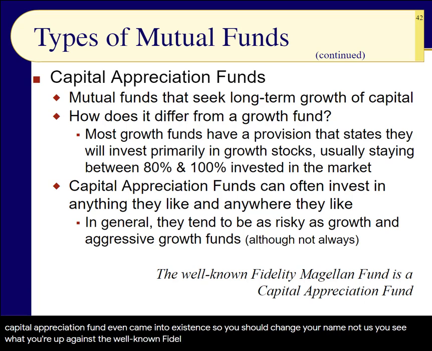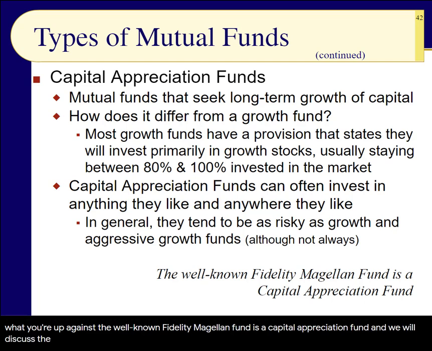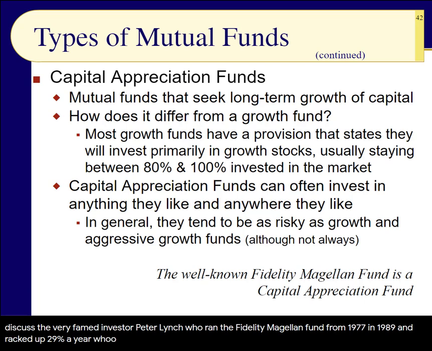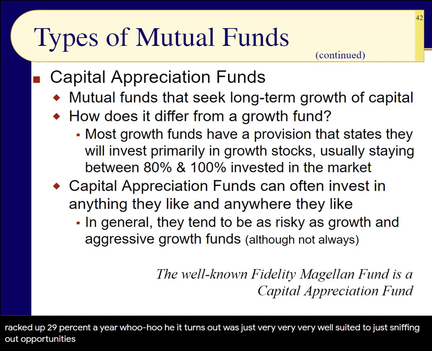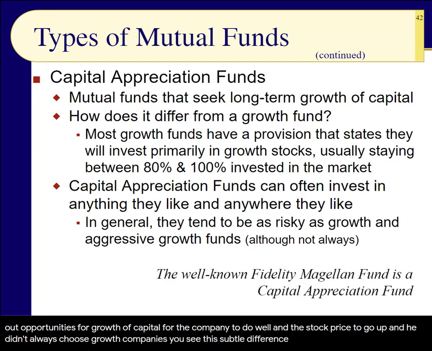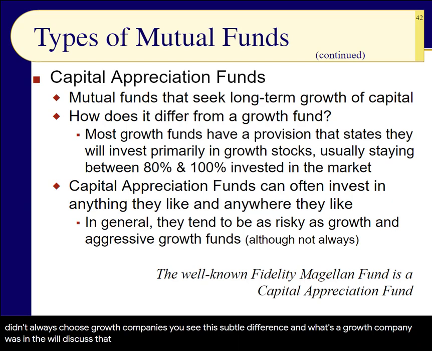The well-known Fidelity Magellan Fund is a capital appreciation fund, and we will discuss the very famed investor Peter Lynch, who ran the Fidelity Magellan Fund from 1977 to 1989 and racked up 29% a year. He, it turns out, was just very, very well suited to sniffing out opportunities for growth of capital, for the company to do well and the stock price to go up. And he didn't always choose growth companies. You see the subtle difference? And what's a growth company? We'll discuss that later on in chapter 5, our next chapter, when we discuss individual stocks.